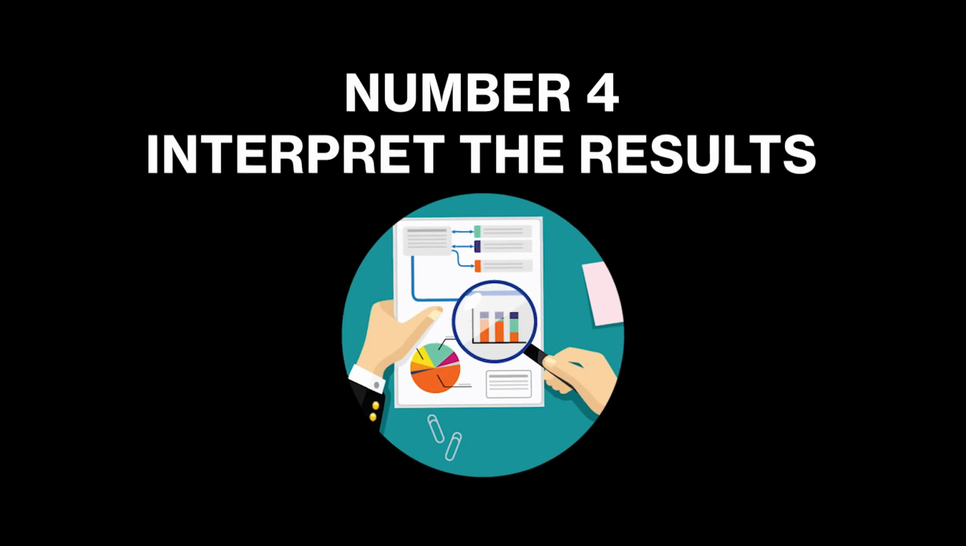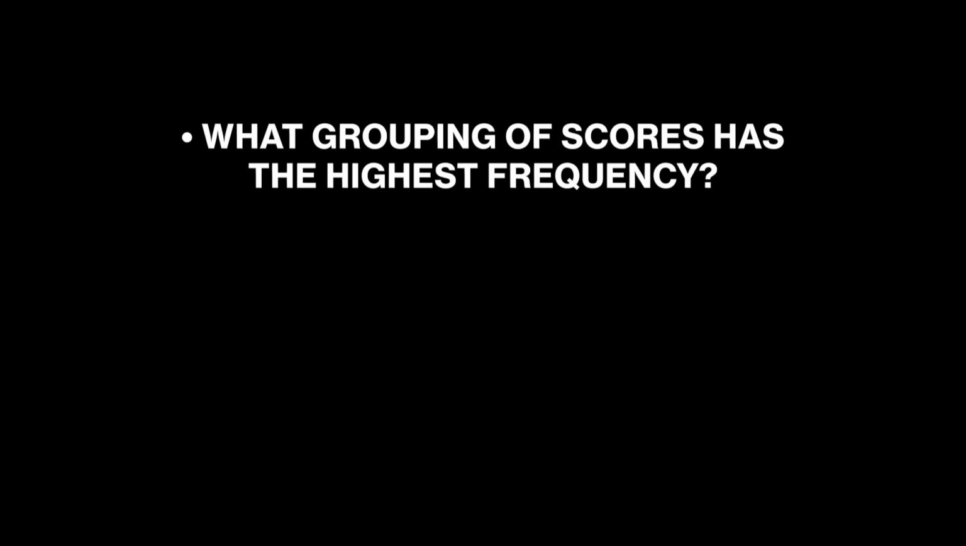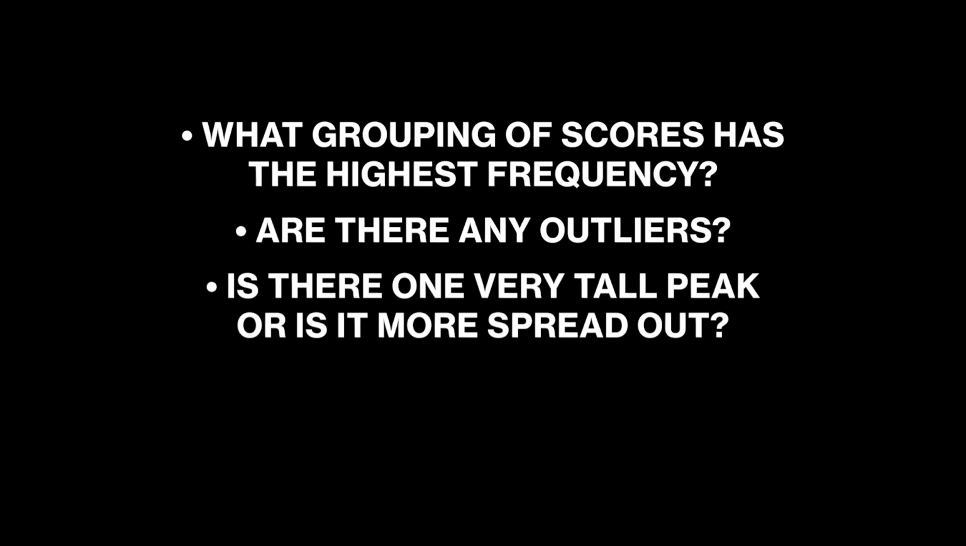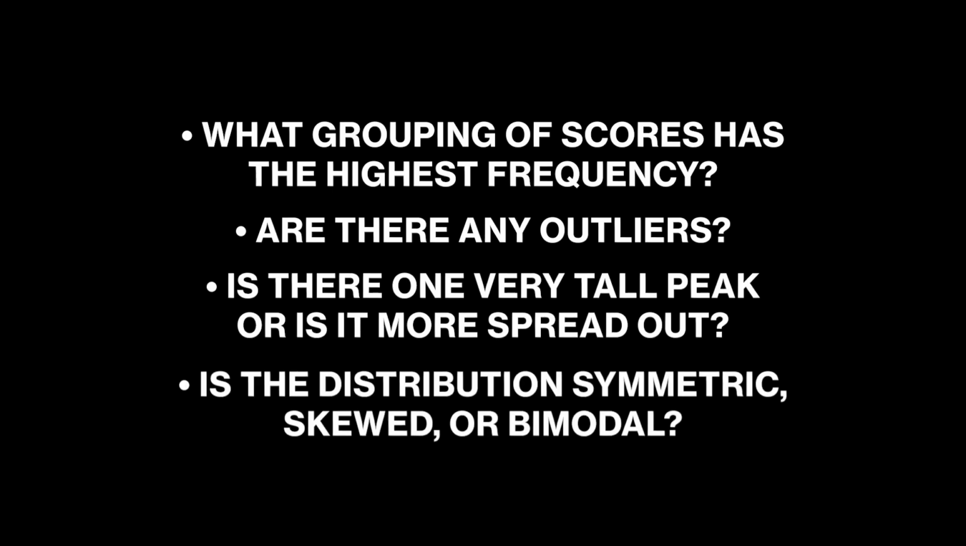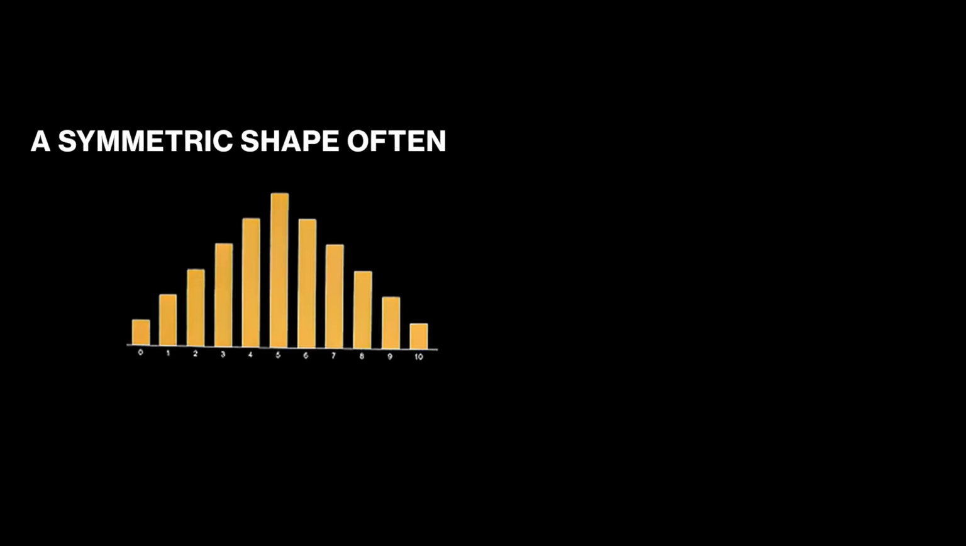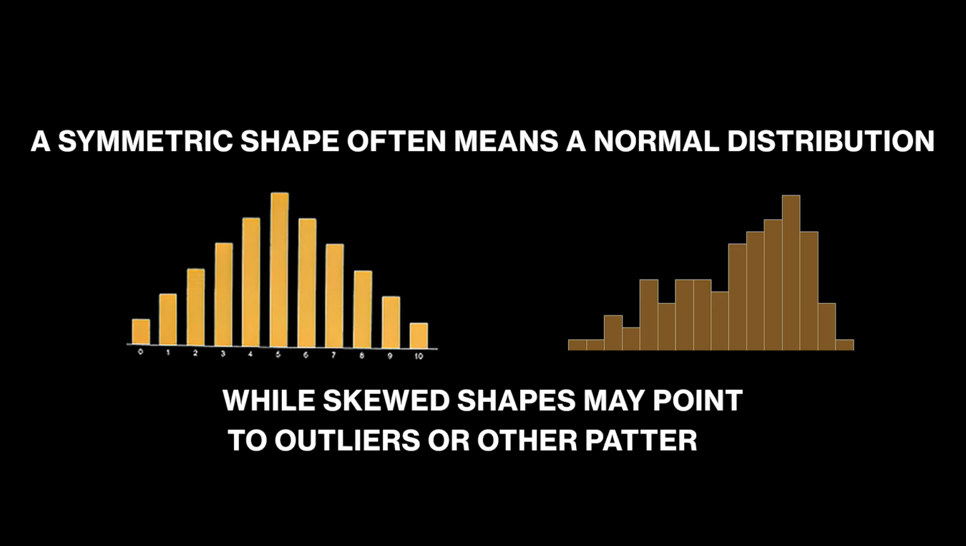4. Interpret the results. Once you've made your bars, this is where you get all your insights. What grouping of scores has the highest frequency? Are there any outliers? Is there one very tall peak, or is it more spread out? Is the distribution symmetric, skewed, or bimodal? A symmetric shape often means a normal distribution, while skewed shapes may point to outliers or other patterns.